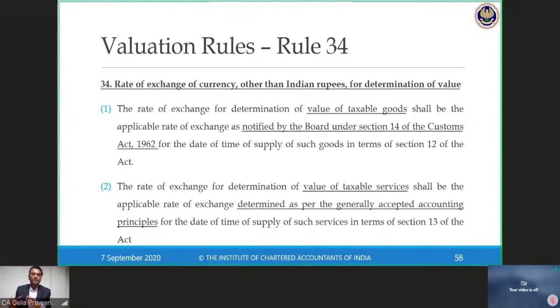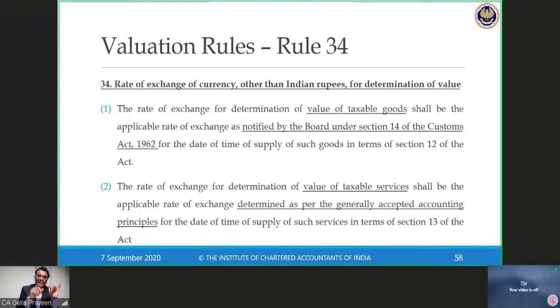My parent company has raised a bill for, say, technical design charges and ERP maintenance charges. Every month I get a bill from my parent company for $10,000. Now, when I record that $10,000 in my books in INR, how do I convert it? Can I go with the customs rate? Can I go with the RBI rate?